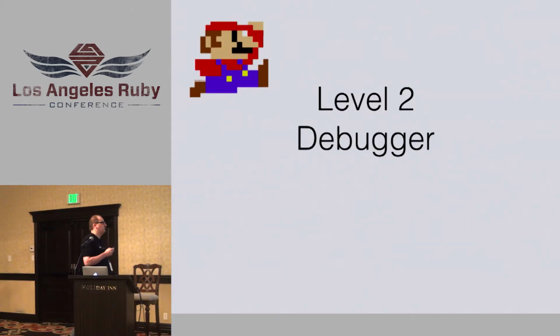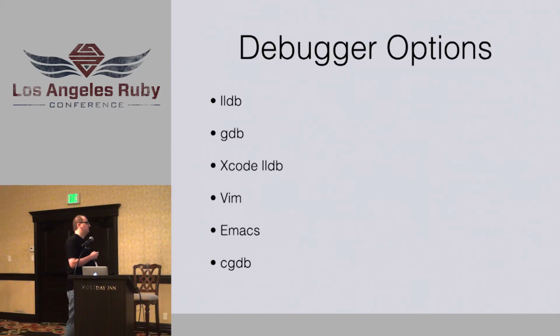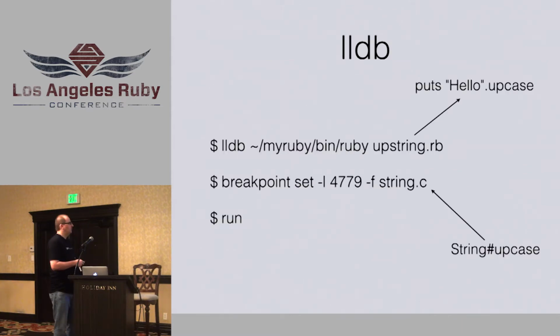Okay, because when you change things in CRuby, or you hack it, or you make a lot of changes to it, it's a good idea to have a debugger set up. So there's a couple of options. These are C-level debuggers. So you can use LLDB, GDB, or even Xcode. And there are plugins for Vim and Emacs. This is an example on Mac.